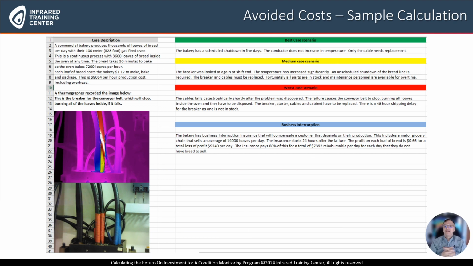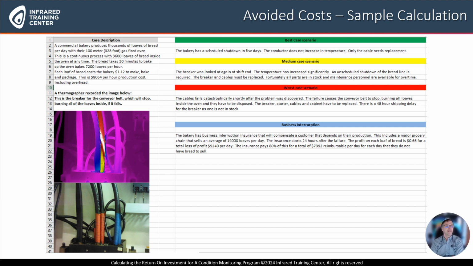Now, here is a sample calculation. We see electrical over here because we're the infrared training center. And so we see that there's a cable here that is stranded, meaning some of the strands in the wire, whether it's broken or not, are just not connected. Some of them are carrying more current and others are not carrying any current. And this is a case history from something that happened in my past when I was a consultant.